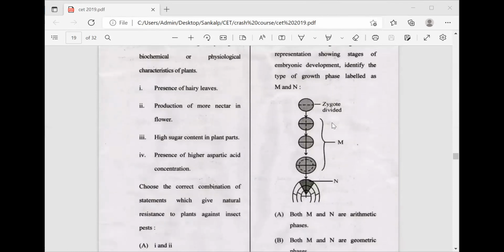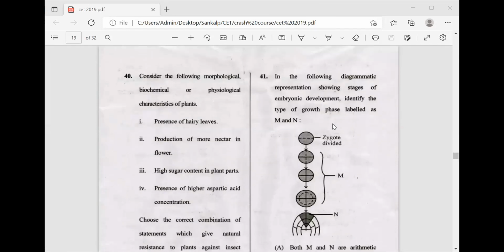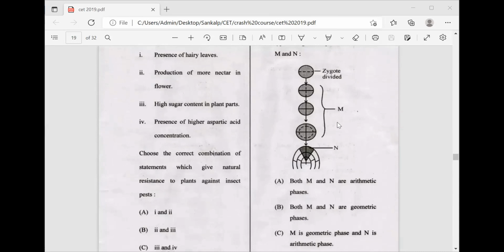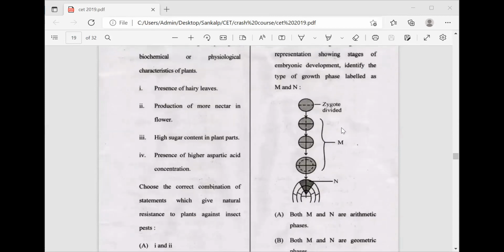Next one, 41st question. In the following diagrammatic representation showing stages of embryonic development, identify the type of growth phase labeled as M and N. Option A, both M and N are arithmetic phases. Option B, both M and N are geometric phases. Option C, M is geometric phase, N is arithmetic phase. Option D, M is arithmetic phase, N is geometric phase. So what is the answer for the 41st question?